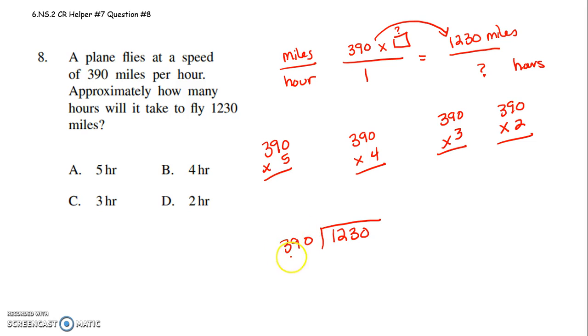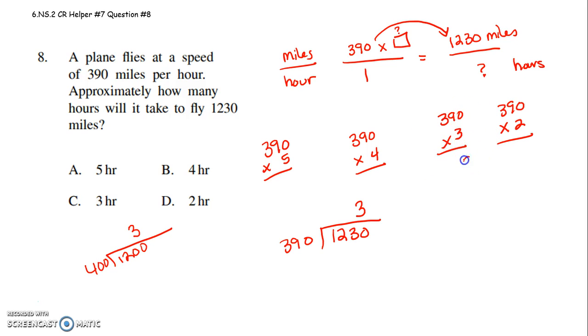All right, so I'm going to say 390 is about 400. This is my estimation. 1230 is about 1200. About how many times does 400 go into 1200? 3 times. 4 times 3 is 12, and I got those 2 extra zeros. So that gives me a good hint that it's probably 3 hours. So now I know this is the one I want to check with.